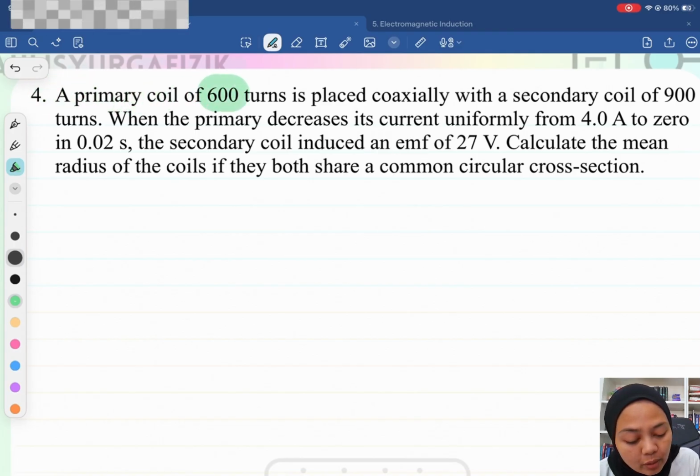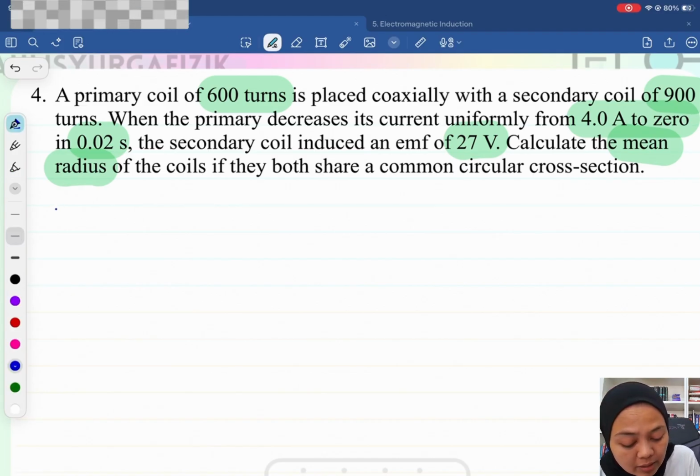Let's go to question number 4. A primary coil of 600 turns is placed coaxially with a secondary coil of 900 turns. When the primary decreases its current uniformly from 4 ampere to 0 in 0.02 second, the secondary coil induces an EMF of 27 volt. Calculate the mean radius. We have a mean radius of the coil if they both share a common circular cross section. So here I'm going to do the listing.